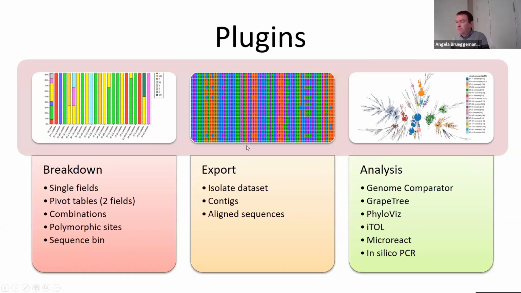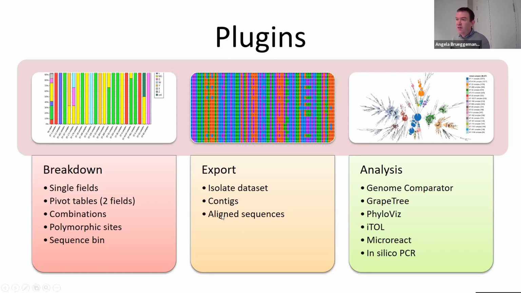Then you can export the data in various ways. So your isolate data set, again, you can pick which fields you want. That can be all the loci as well, all the allele designations, and that will export that as an Excel file. If you want the sequence data, then you export all the contigs as FASTA files. Again, you can select multiple ones. You can select 1,000 or so at a time, and it exports them all in an archive file.